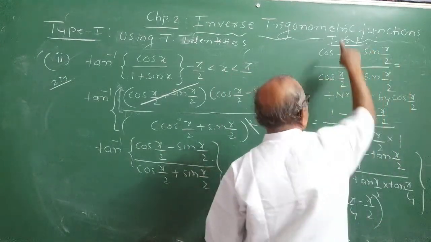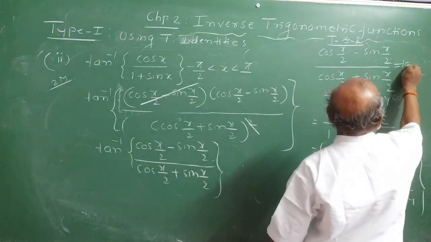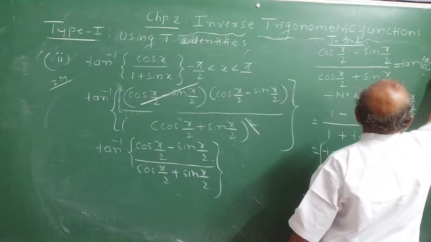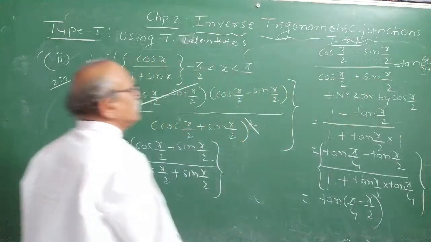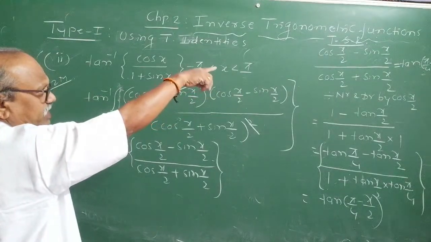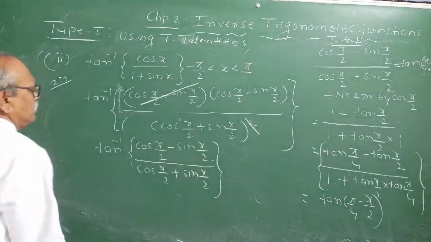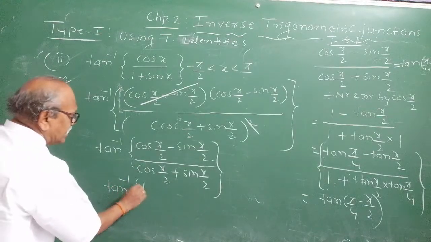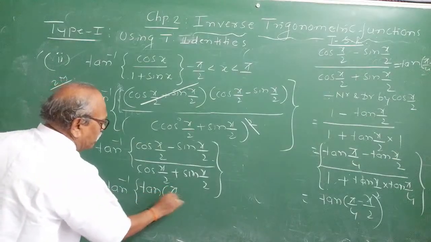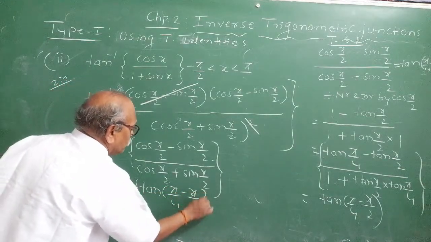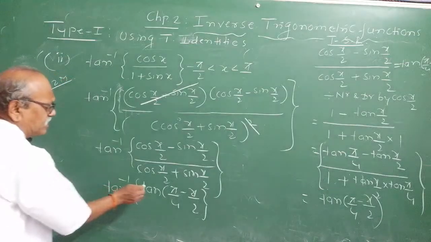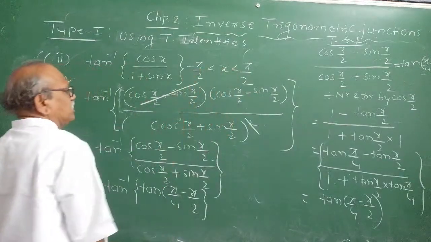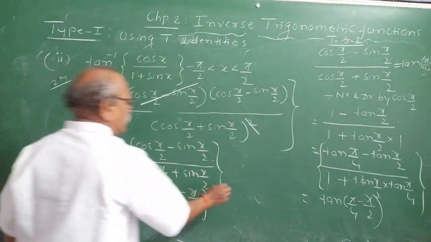You can remember it as a time saving result, tan(pi by 4 minus x by 2), if the question appears in competitive exams. Note it in your TSR book, time saving results book. They are very useful. That is tan inverse, you can write it directly as tan(pi by 4 minus x by 2). Now it is in the form of tan inverse of tan x, so x lies between the restriction. See, the restriction.